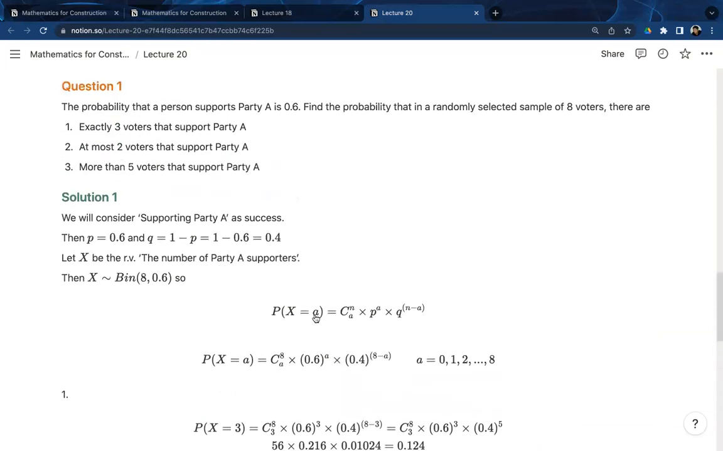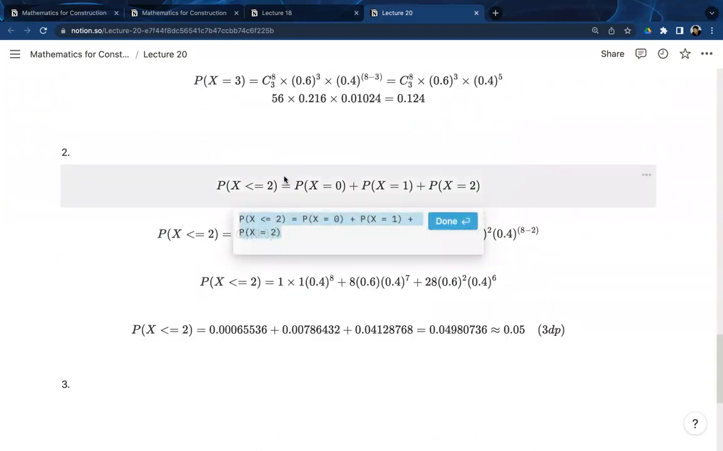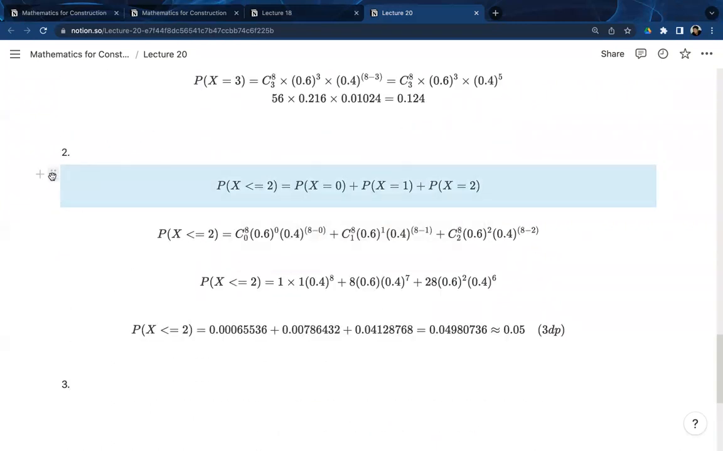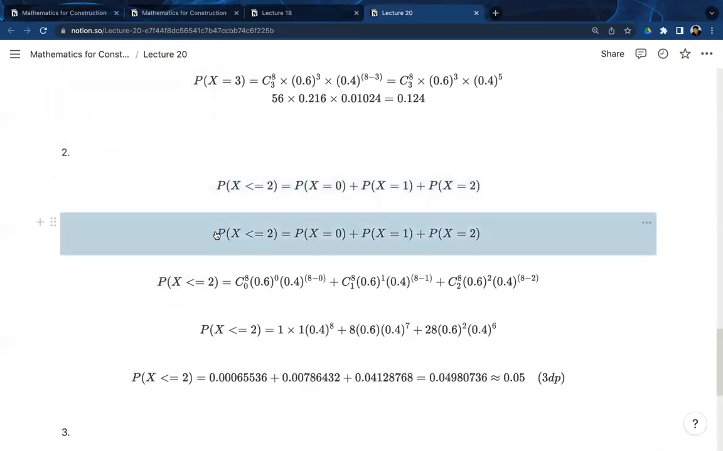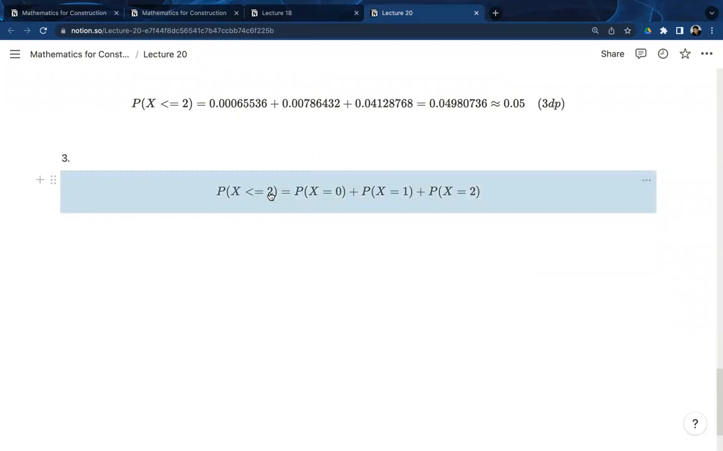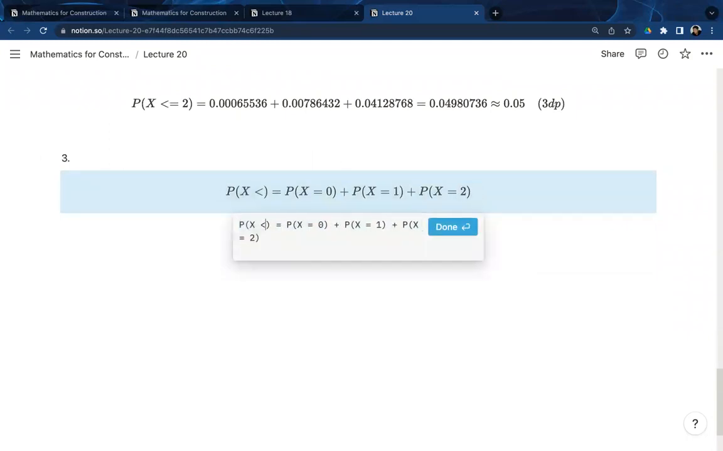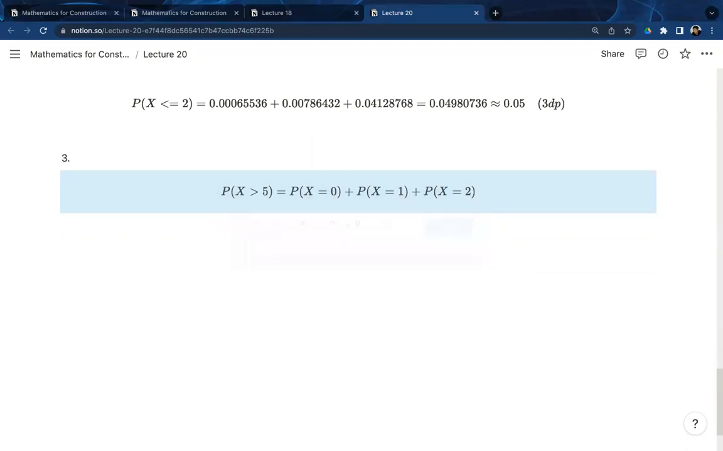What about this question here? More than 5 voters support the party. What is more than 5? X is more than 5. That is all, right? So what are the possible values X could have if the value must be more than 5? It could be 6. It could be 7. It could be 8. Right?